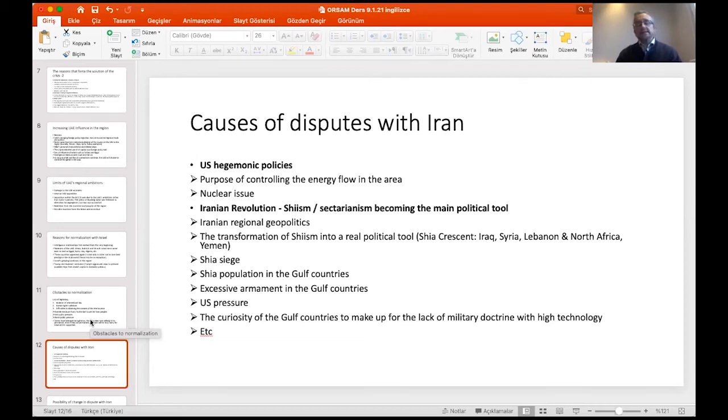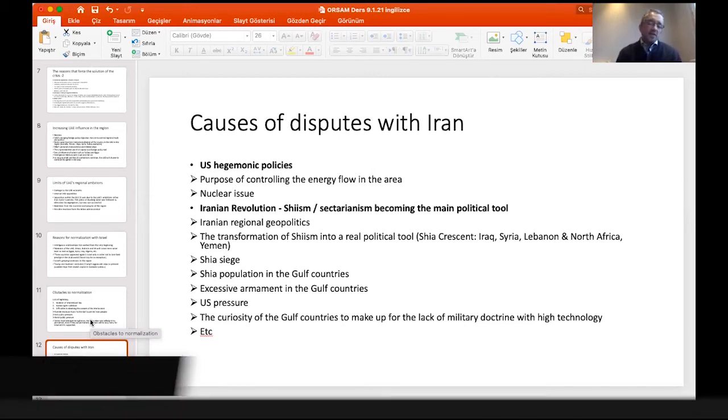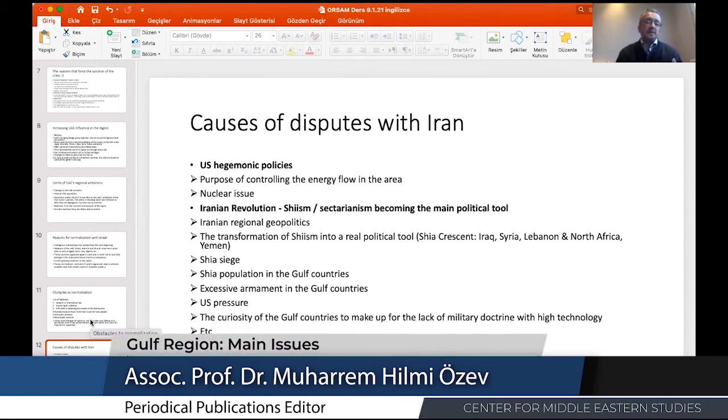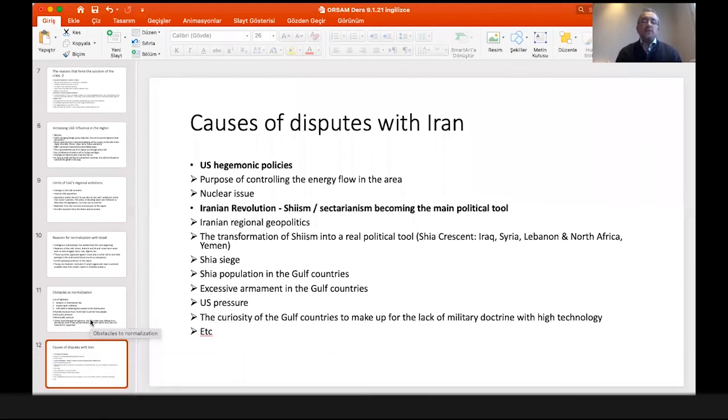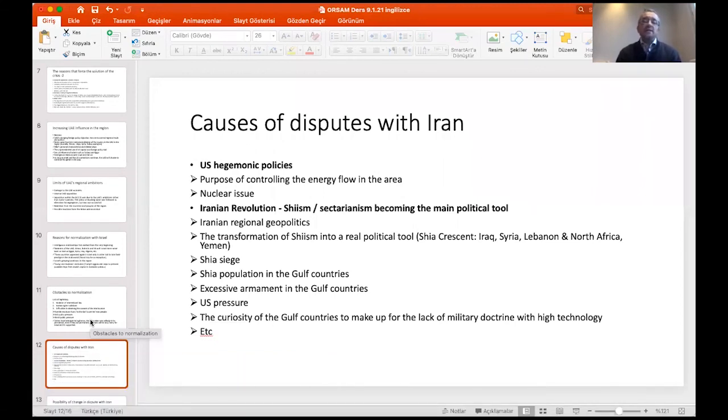This was a very realist approach in its root, though some may see it as an unrealistic and irrational policy. The Iranian regional geopolitics comes from this line of thinking, from the transformation of Shiism into a real political tool through the Shia crescent, beginning from Iran, Iraq, Syria, Lebanon, and adding to them some North African countries, Yemen, and Afghanistan and Pakistan, using some Shia factors in Afghanistan and Pakistan.